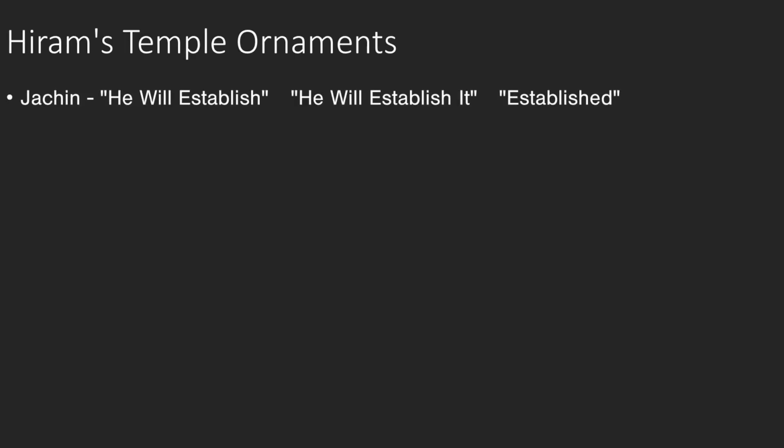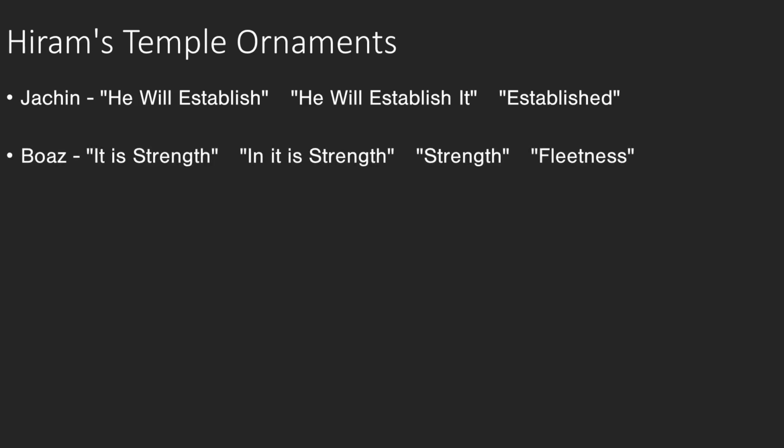Jachin means he will establish. Translated different ways, he will establish it, or established. And Boaz means it is strength, or in it is strength, strength or fleetness. That one doesn't quite fit in with the others.